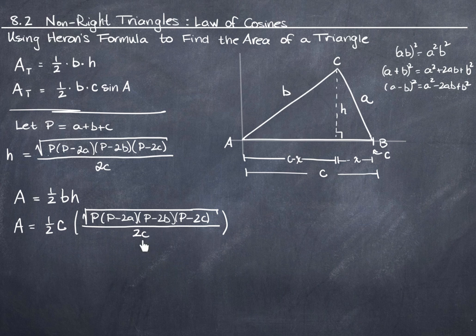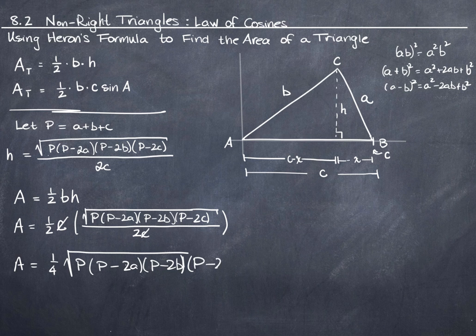And hopefully now you can see why it's important that we label things correctly, right? This C and this C are going to cancel each other out. So let's do that algebra. Then notice that this 1 over 2 and this over 2 here is going to become over 4. So I'll write this as A equals 1 over 4 times the square root of P times P minus 2A times P minus 2B times P minus 2C.